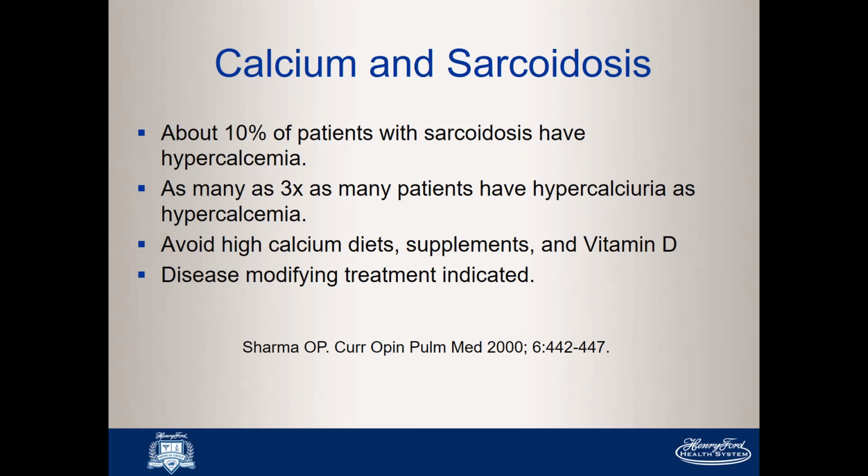So he states that about 10% of patients with sarcoid have hypercalcemia, but that as many as 3 times more have hypercalciuria. That may be true. There probably are case series in his review that support that, but I would suggest to you that most of us aren't measuring serum calcium levels or urine calcium levels, and maybe it's something that we should think about doing. The guidance in these patients with either hypercalcemia or hypercalciuria or both is to avoid high calcium diets, supplements, and vitamin D. And these patients have an indication, even if everything else is okay, for disease modifying therapy.